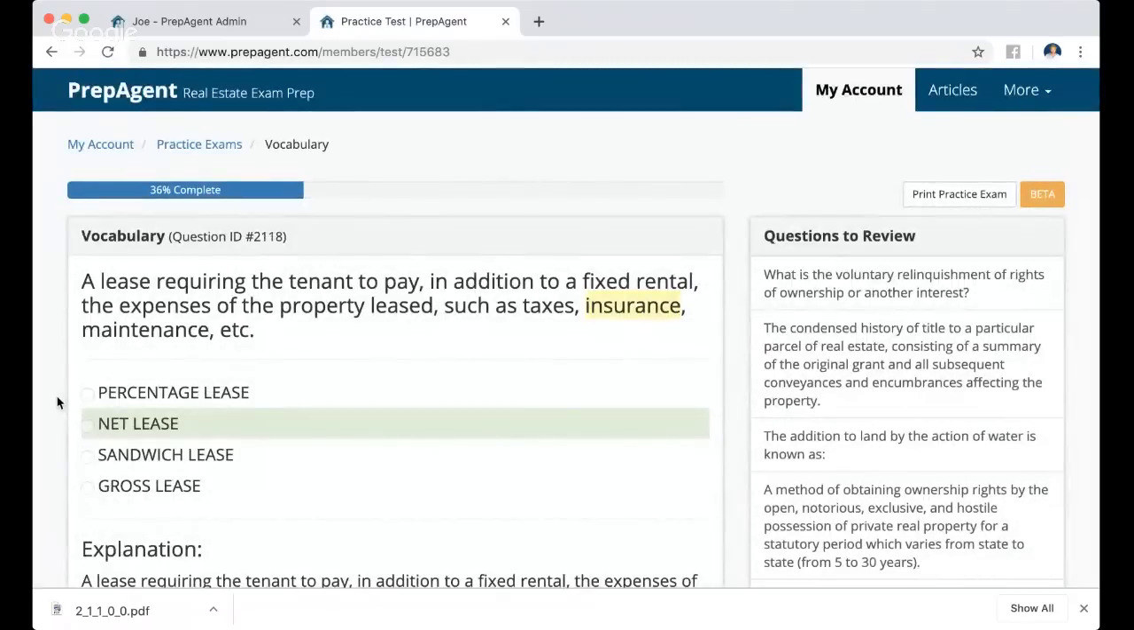Okay, so we have different types of leases listed here. All four of those on the board you should know about. Now, first off, what's a percentage lease? Do you guys know?